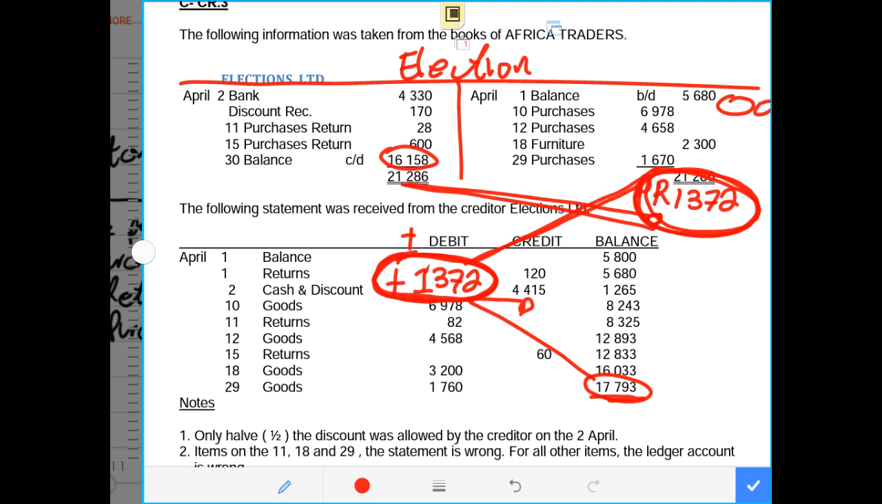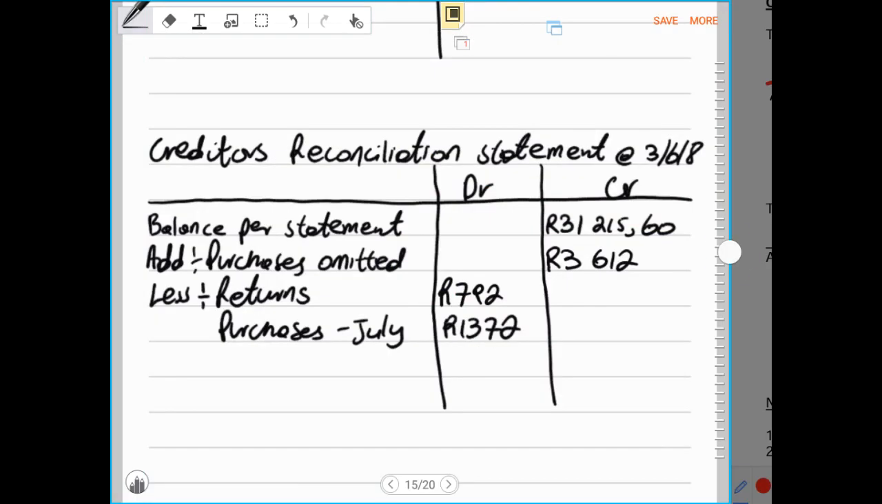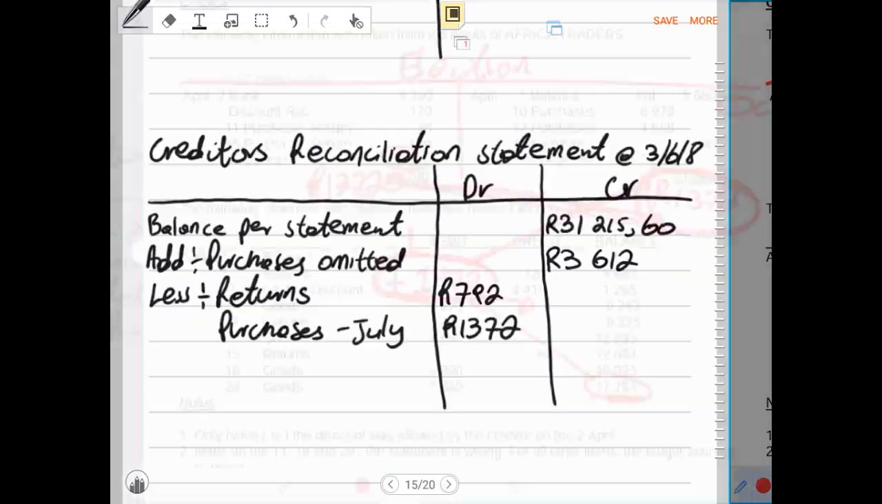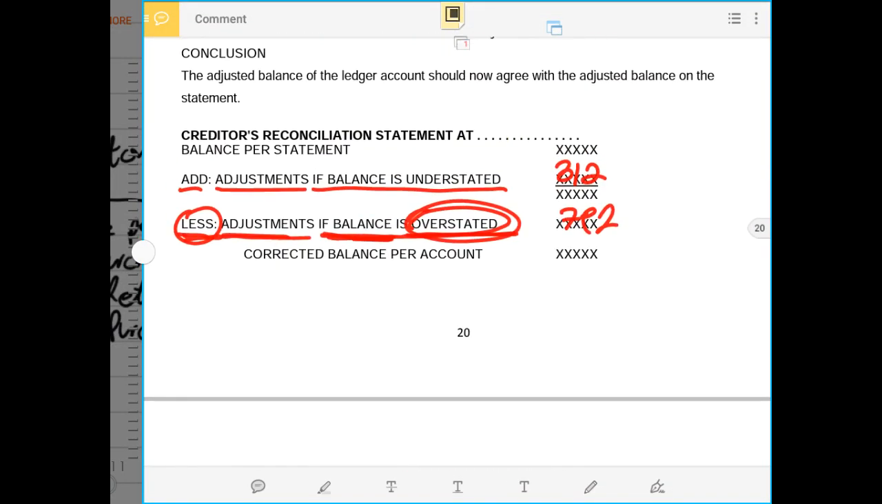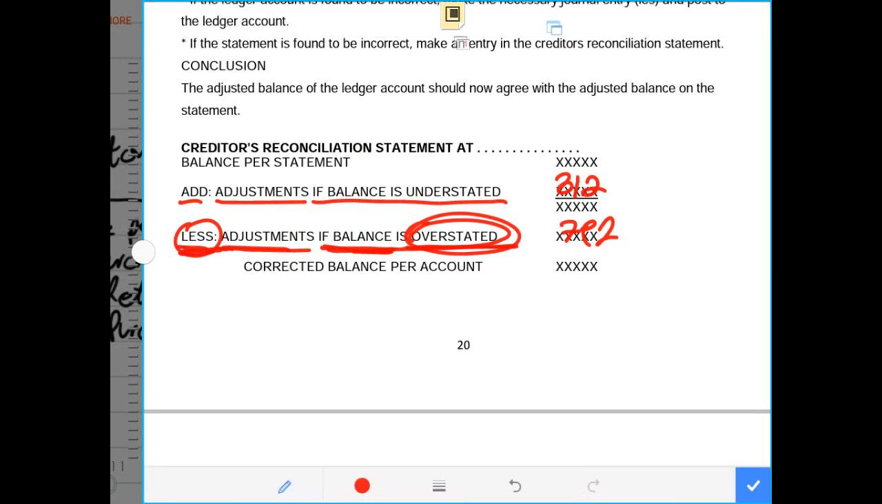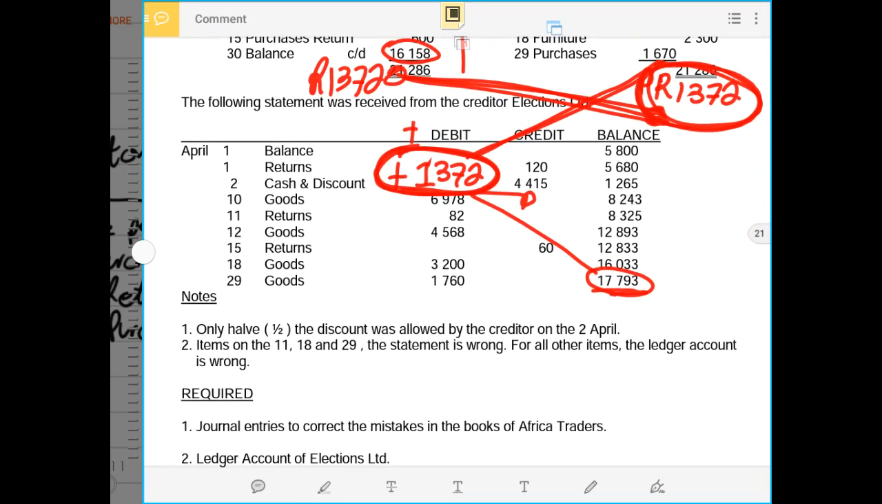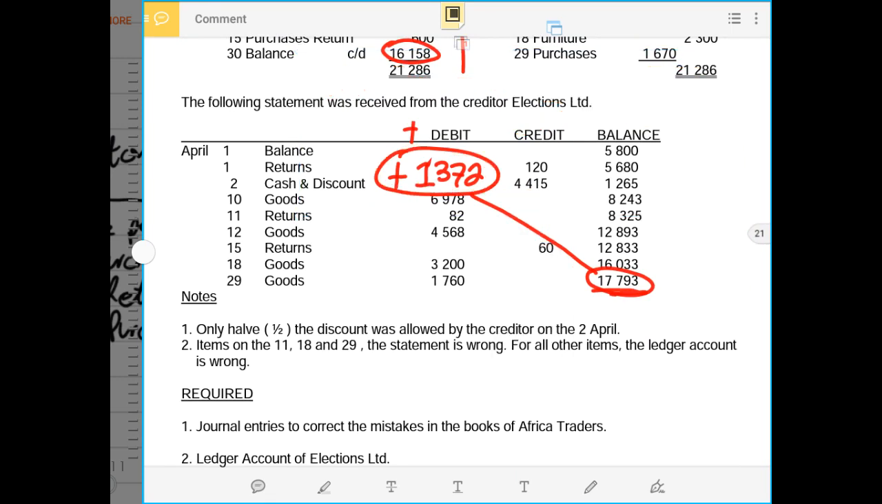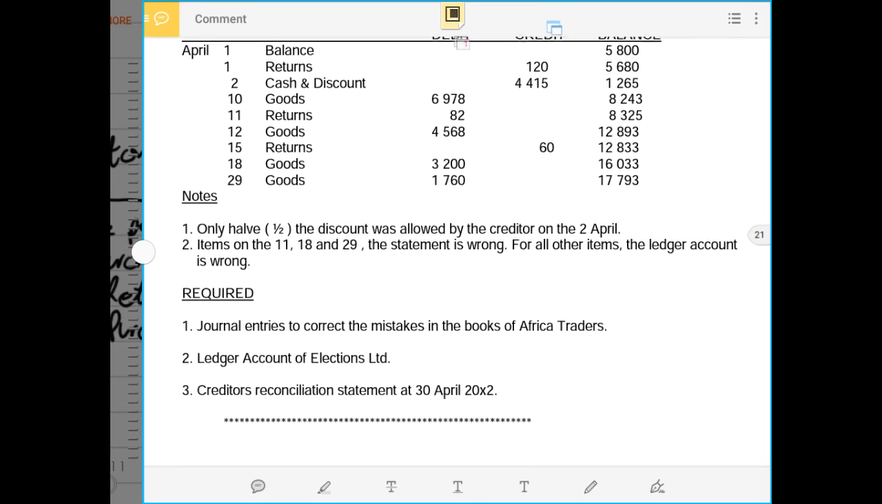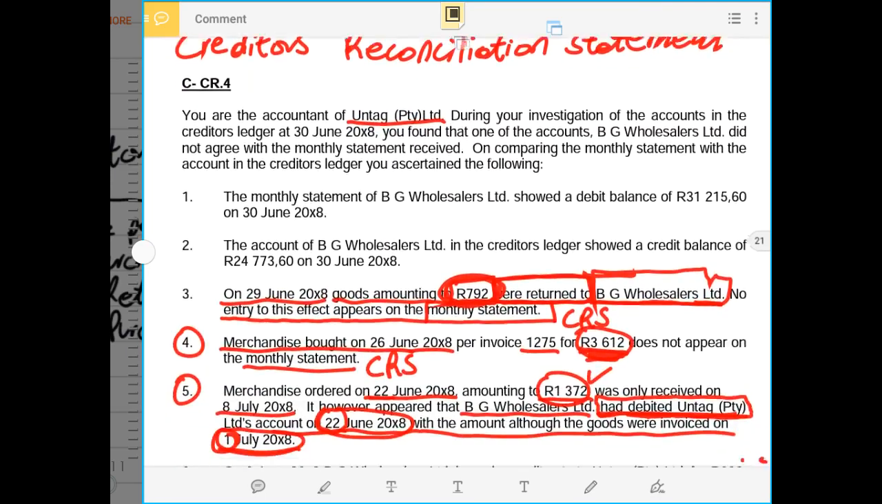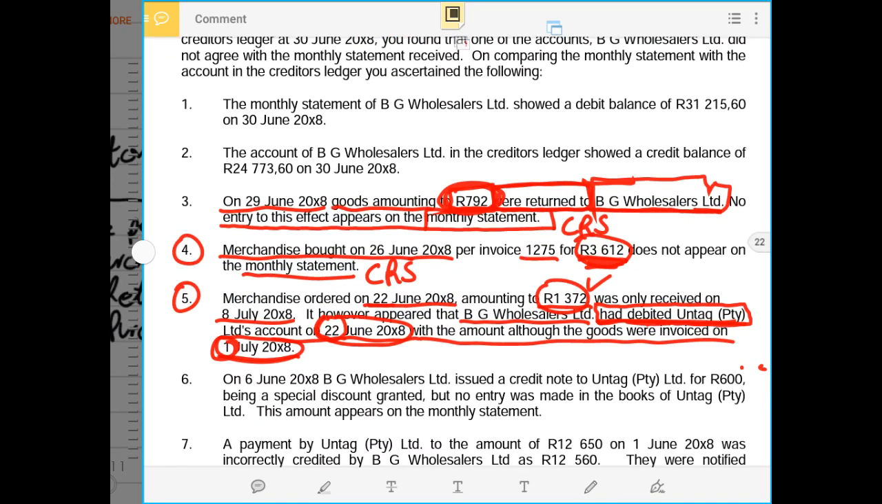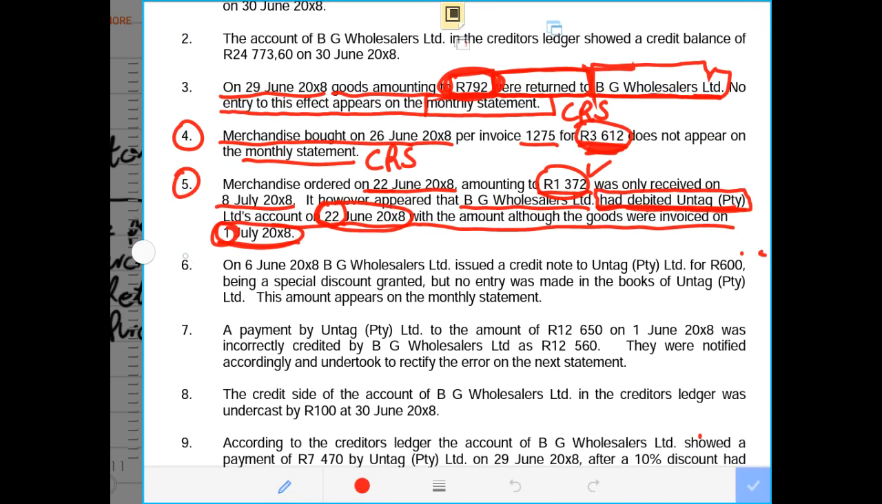Therefore, when we correct on our point of view by recording this figure on the debit side as 1,372. That's why in the reconciliation it appears on the debit side, beside the fact that it is overstated. And when overstated, what do we do? We less. So there's at least a link between the two. Either way you do it, it does not matter, as long as you understand the concept and the theory behind. So now we go again to the next example, or the next transaction, in fact.